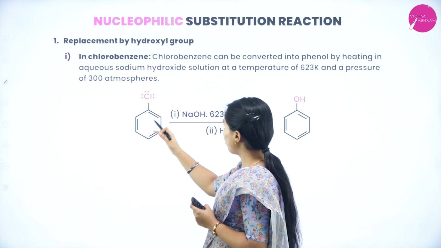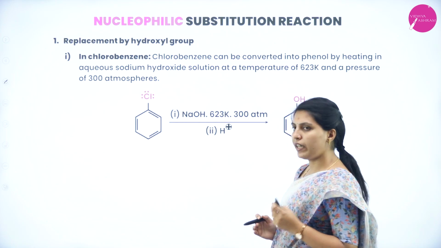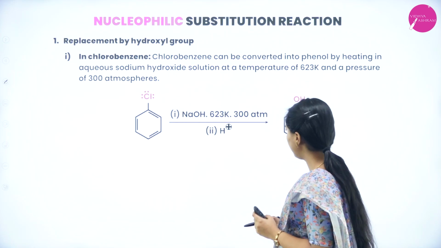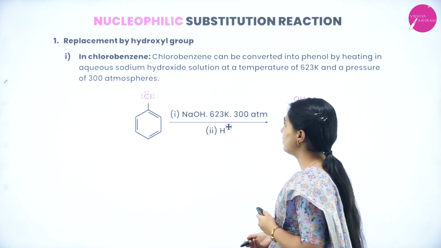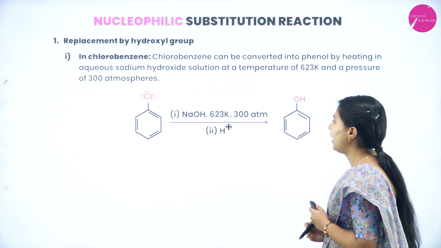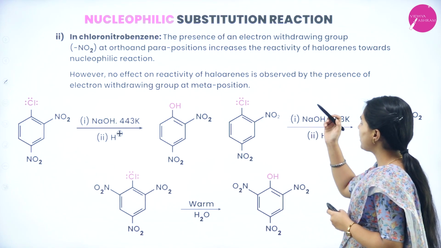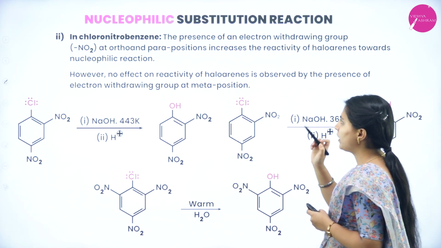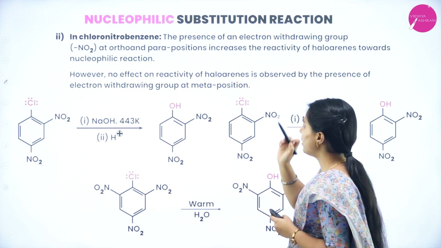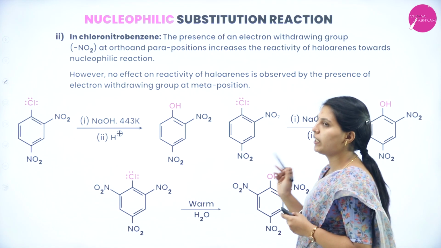This is chlorobenzene. By treating with sodium hydroxide at 623 Kelvin and 300 atmospheric pressure, it will form phenol. This chlorine atom will be removed and the hydroxyl ion will be attached. Next, in chloronitrobenzene, the presence of an electron withdrawing group, that is nitro, at ortho and para positions increases the reactivity of haloarenes towards nucleophilic reaction.